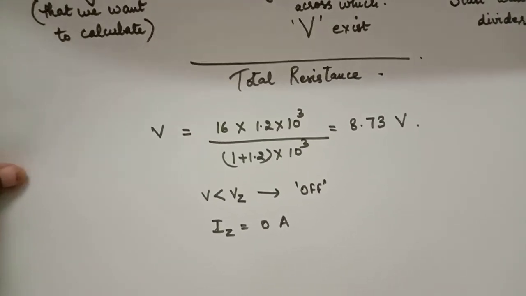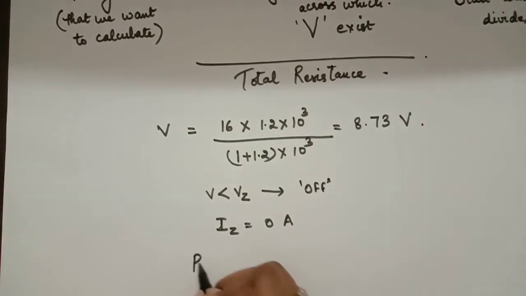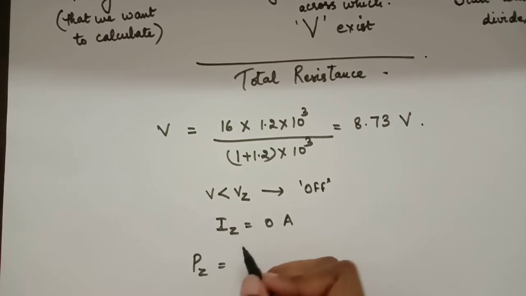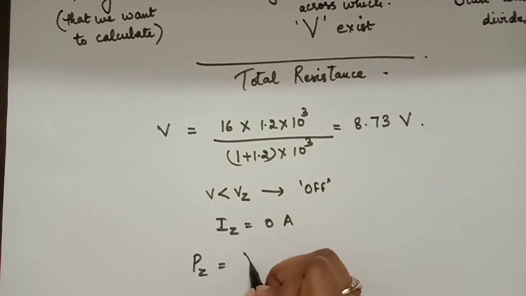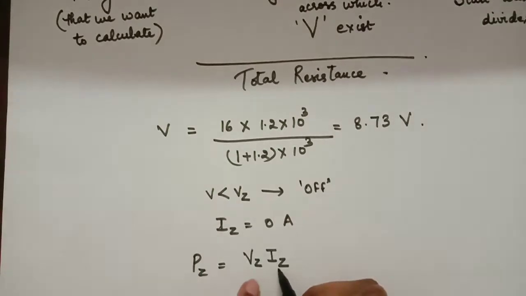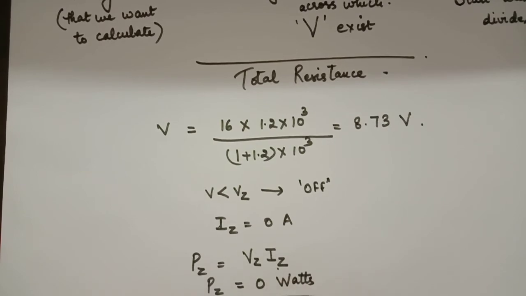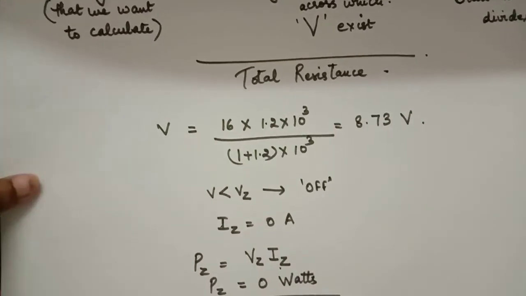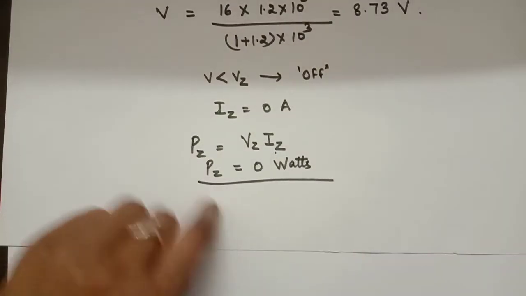So what is the formula for power? Power is VI, and therefore PZ will be VZ into IZ, simply by the formula VI. As IZ is 0, therefore power is also 0 watts. I hope it is clear to everybody. So we have calculated PZ, IZ.